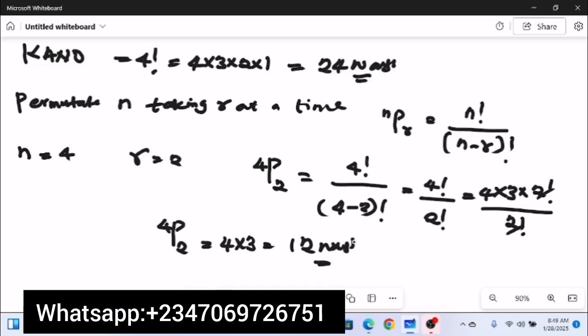So simply, the number of ways in which the first and second positions can be taken by 4 people in a race is simply 12 ways. So always keep that in mind. You could be asked to permutate or find the number of ways in which a particular number can be arranged within a specific order. So like in this case, we are considering first and second position when 4 people engage in a race. So which means 4 people taking 2 at a time.